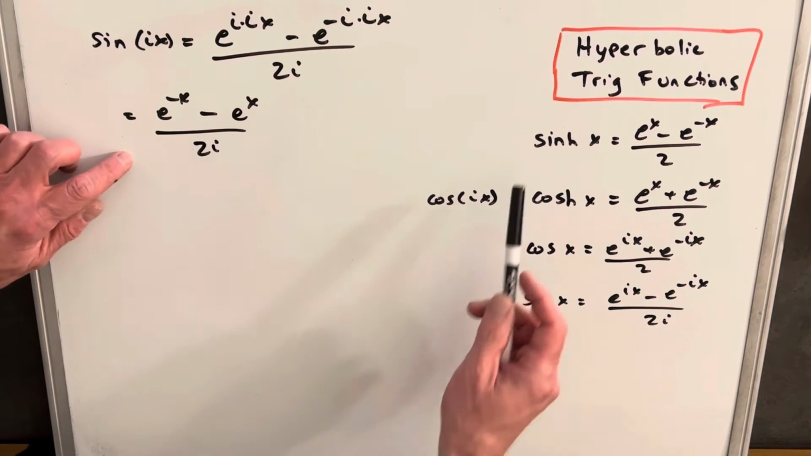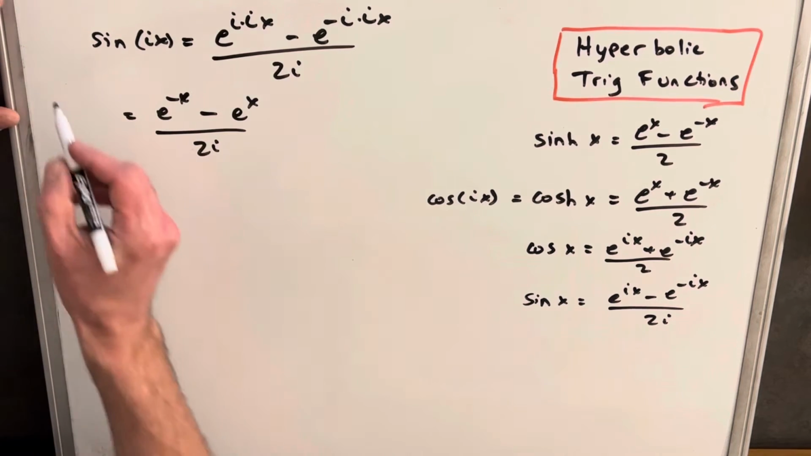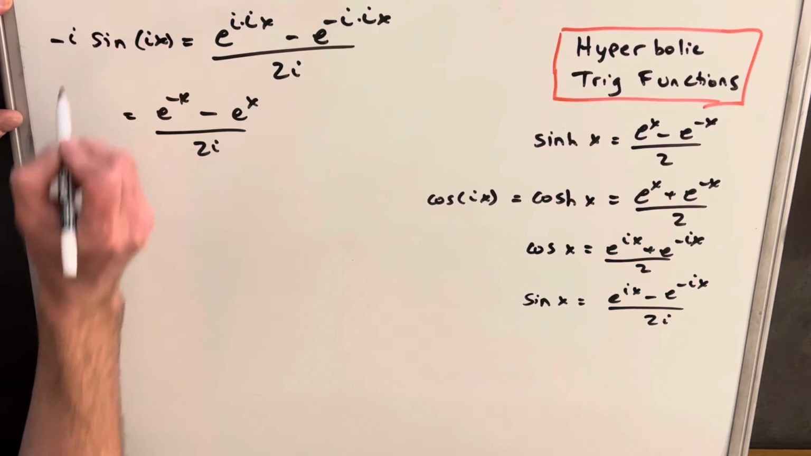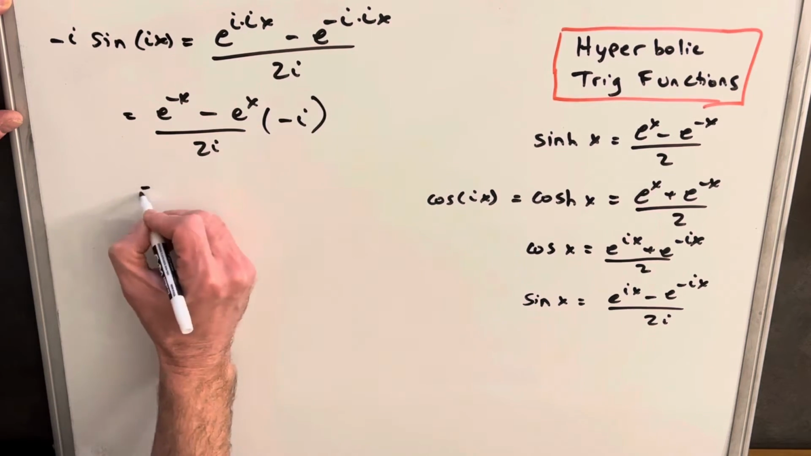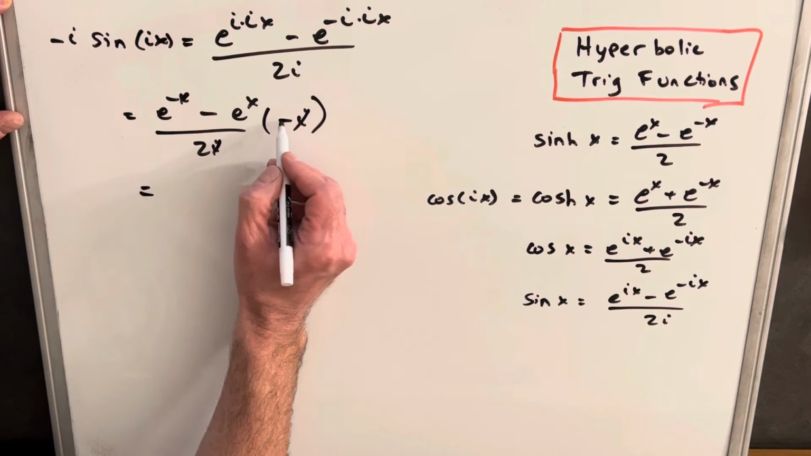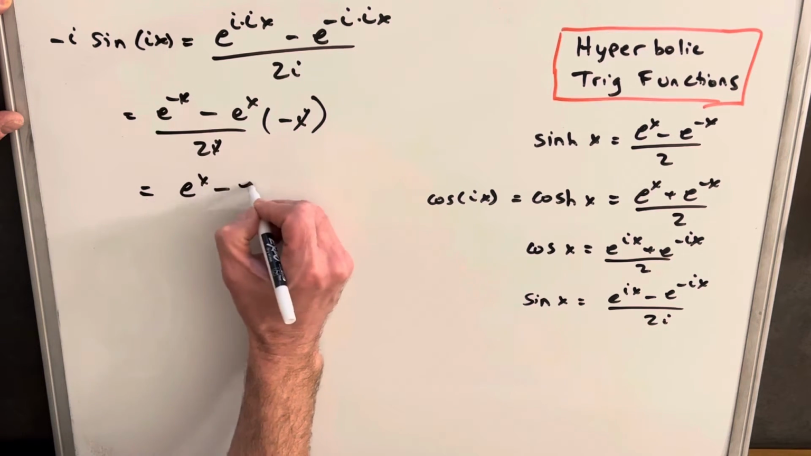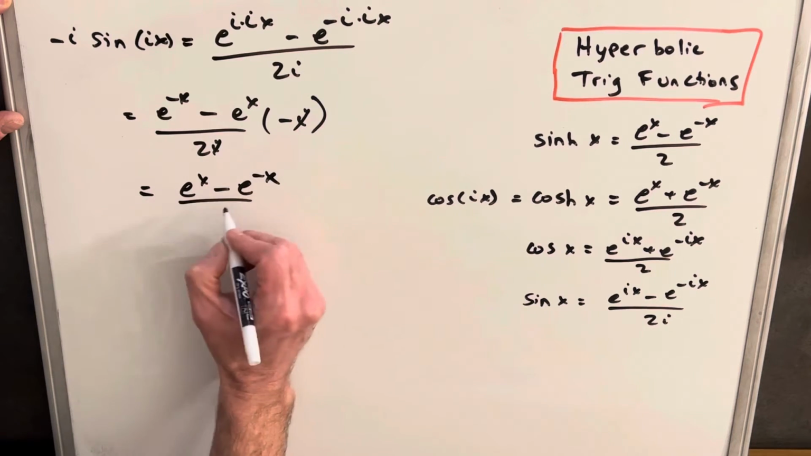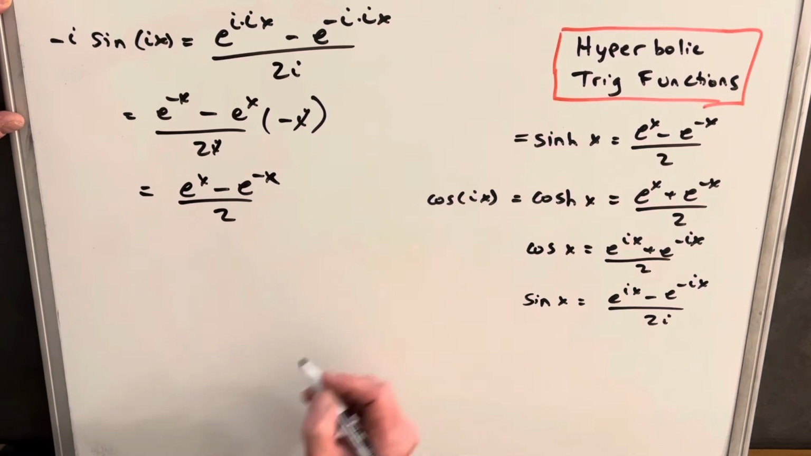And so this isn't quite our definition of sinh. But we can make it that way if we multiply here by minus i and multiply here by minus i. Then this i is going to cancel with this one, and this is going to reverse the sign up top. So we're going to end up with e to the x minus e to the negative x over 2. And that's our definition of hyperbolic sine, or sinh.